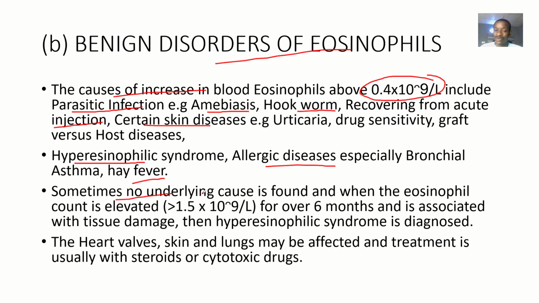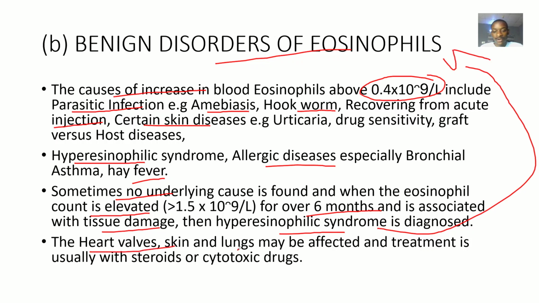So sometimes no underlying cause is found. And when the eosinophil count is elevated above 1.5 times 10 raised to power 9 per liter for over 6 months and is associated with tissue damage, then hypereosinophilic syndrome is diagnosed. So hypereosinophilic syndrome is like the worst version of benign disorders of eosinophils. Also we see that the heart valve, skin, and lungs may be affected, and the treatment is usually with steroids or cytotoxic drugs.